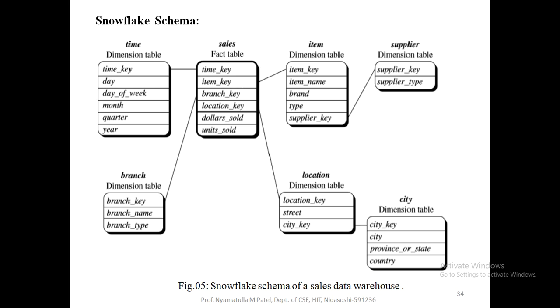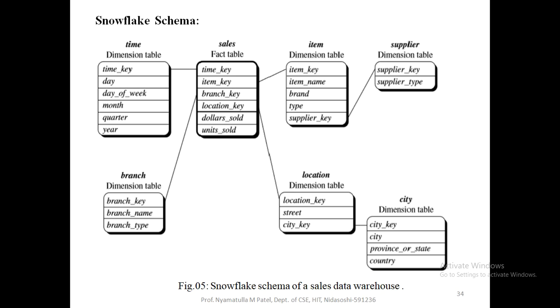So let us see figure 5, the snowflake schema. This is a snowflake schema for all electronics sales, as shown in the figure. Here, the sales fact table is similar to that of the star schema, which again contains the time key, item key, branch key, location key, dollars sold and units sold. The main difference between the two schemas is in the definition of the dimension tables.